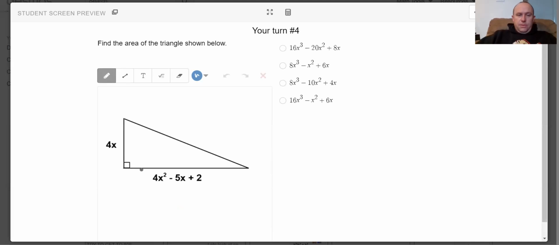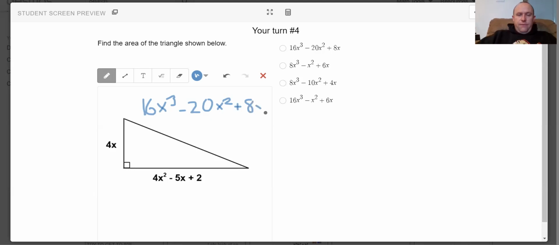Now, the one that caused the most problems in class was this one here. So people started by multiplying together, which is good. 4 times 4 is 16. x times x squared, 1 plus 2 is 3. So it looks like right now it's possibly between answers A and D. 4 times negative 5 is negative 20. And x times x, 1 and 1 gives me 2. So it's certainly looking like answer A right now. 4 times 2 is 8. And then there's an x.